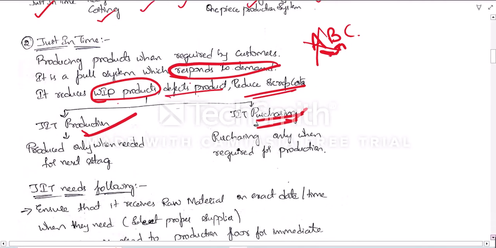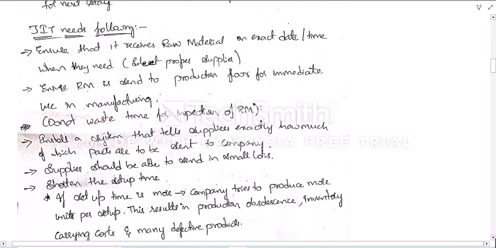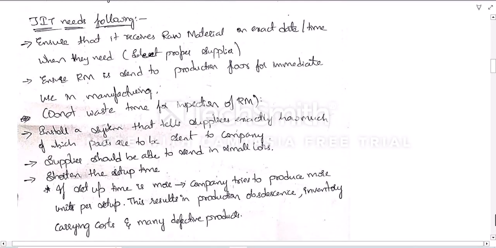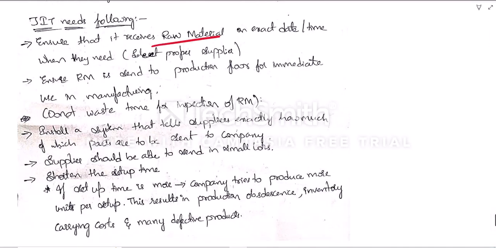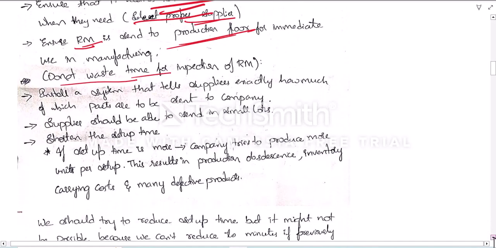And in just in time, we need the following requirements. We have to receive the raw material on the exact date or time whenever it is needed. So we should have a proper supplier who will supply quality products on time, who is much more reliable. We should ensure that the supplier sends the raw material directly to the production floor for production or manufacturing, not just leaving it at our gate, so that we will not waste time on inspection of raw material.